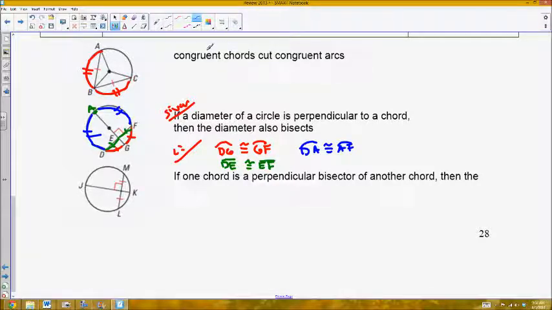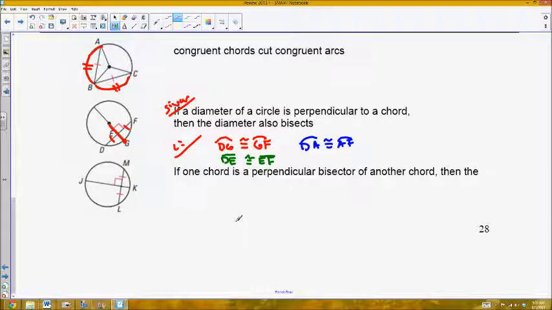Keep in mind, I'm just going to clean up this diagram to point something out. You can also use this for a radius. If you only had this radius, and you knew it was a radius, and the radius is perpendicular to this chord, then you could also conclude that these are congruent and that these two arcs are congruent as well. So not just for a diameter, but also for a radius.